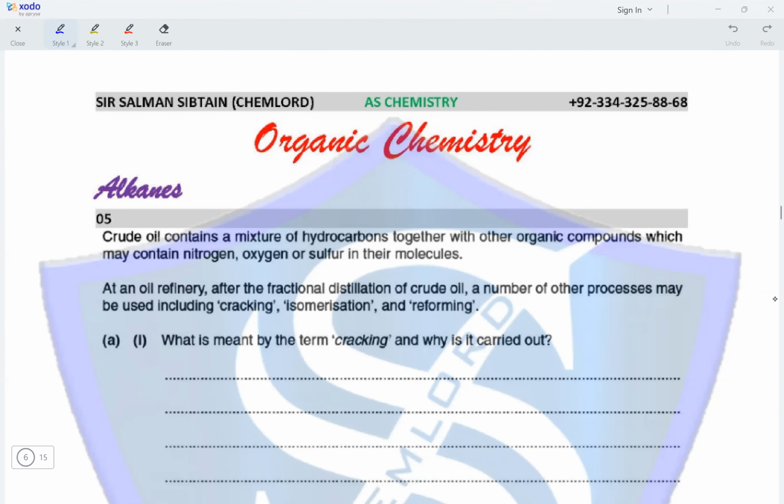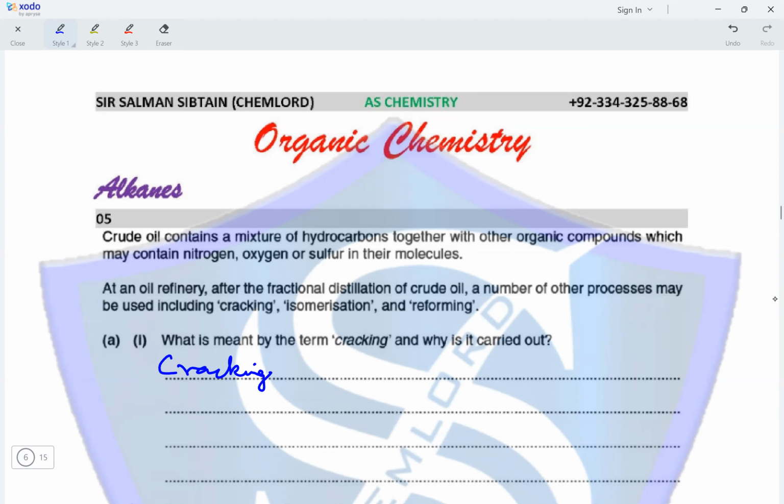Question 5. Crude oil contains a mixture of hydrocarbons together with other organic compounds which may contain nitrogen, oxygen, or sulfur in their molecules. At an oil refinery, after the fractional distillation of crude oil, a number of other processes may be used, including cracking, isomerization, and reforming. What is meant by the term cracking and why is it carried out?